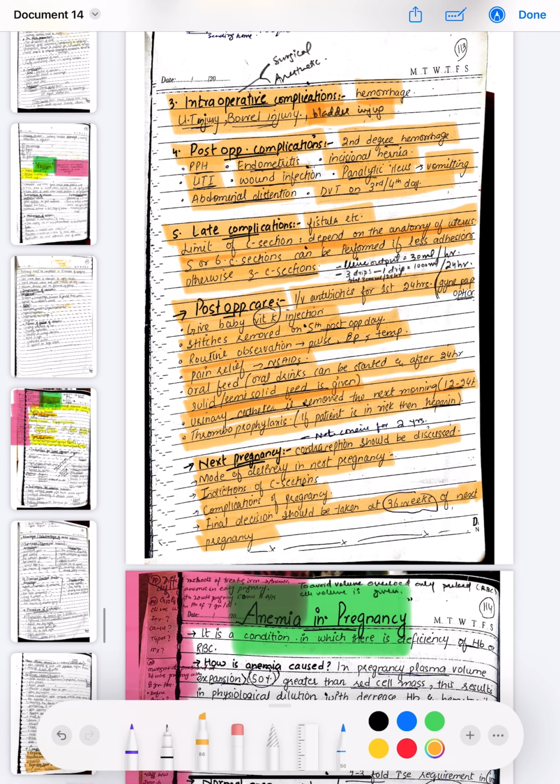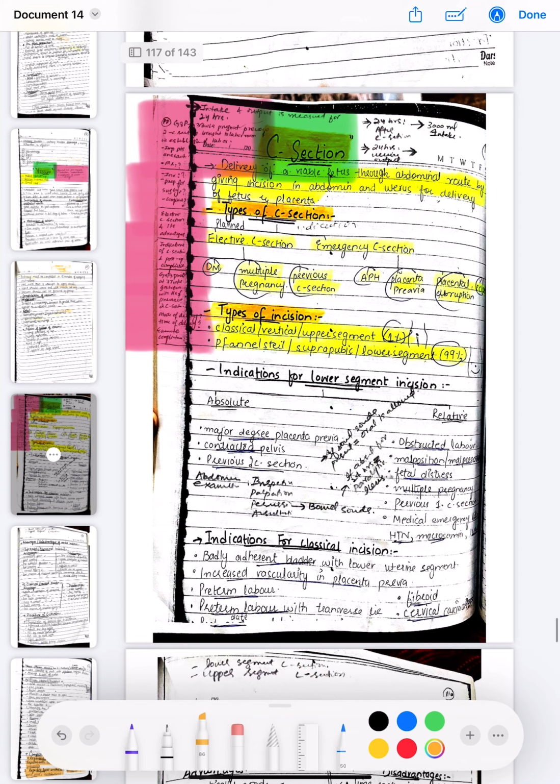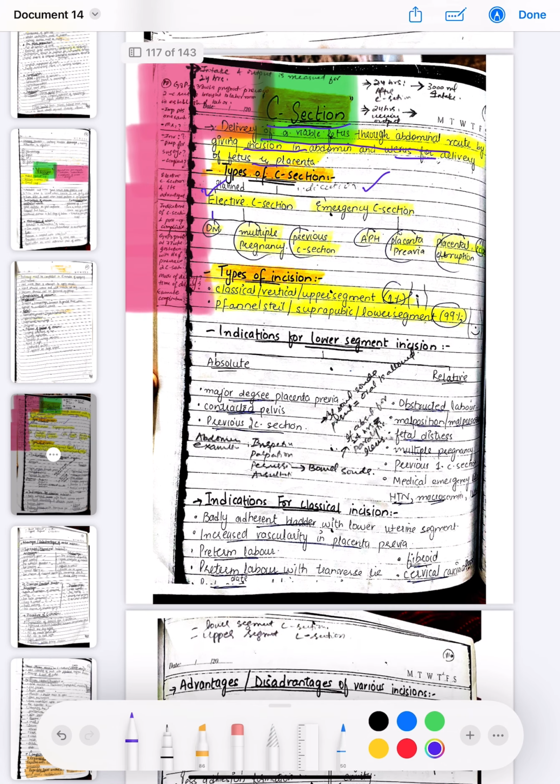Okay, so we have discussed the C-section and all the important things about it. First of all, we discussed the scenario, how it is asked in the exams. Then we discussed what a C-section is. It is the delivery of a viable fetus through the abdominal route by giving an incision in the abdomen and uterus for the delivery of the fetus. Then we discussed the types of C-sections, which are elective C-sections and emergency C-sections. Elective C-sections are done in diabetes mellitus patients, multiple pregnancy, and previous C-sections, while emergency C-sections are done in antepartum hemorrhage, placenta previa, placental abruption, and eclampsia.